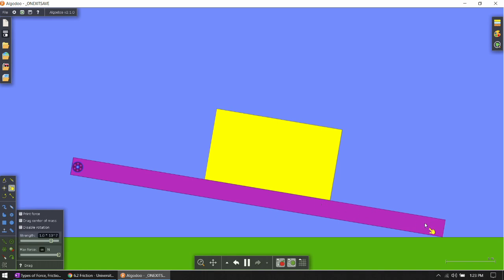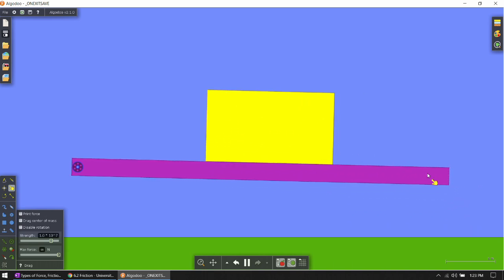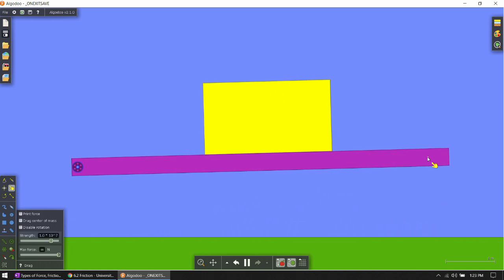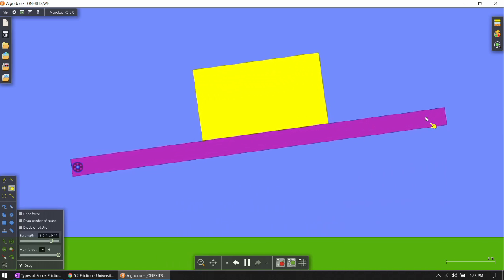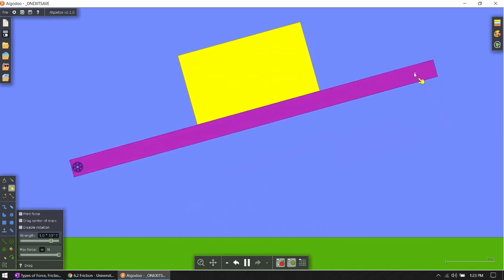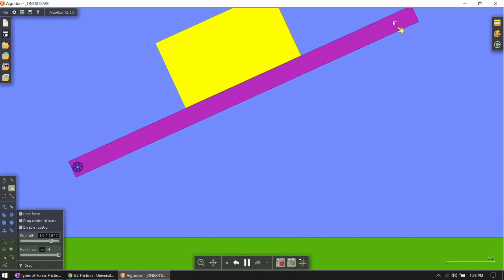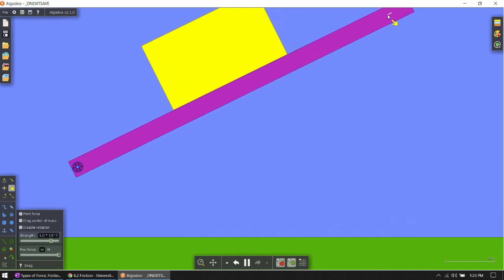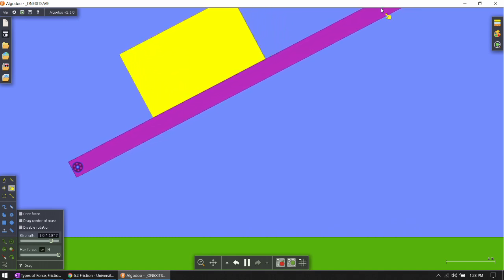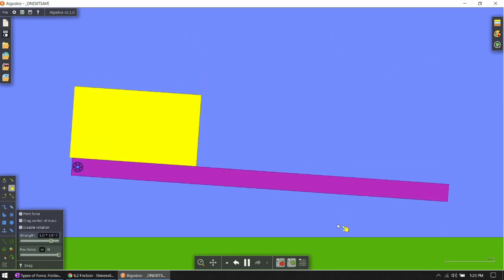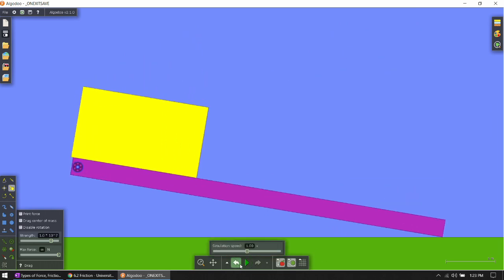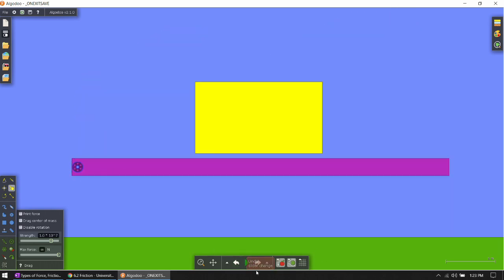I'm going to try lifting up this end to see how it looks. So this is the flat orientation, and as I lift this end up and up and up. Okay, the box isn't sliding yet. Okay, I guess that's fine. And there's a point where it begins to slide. Okay, I think that's good. So let me go back to the flat orientation again.